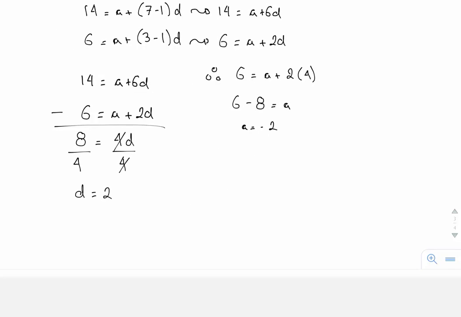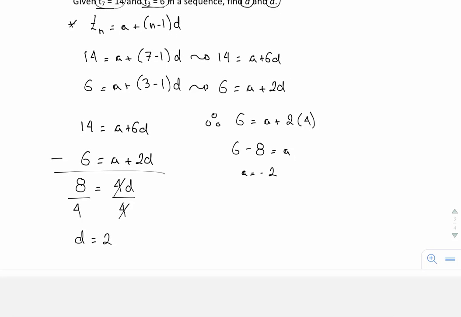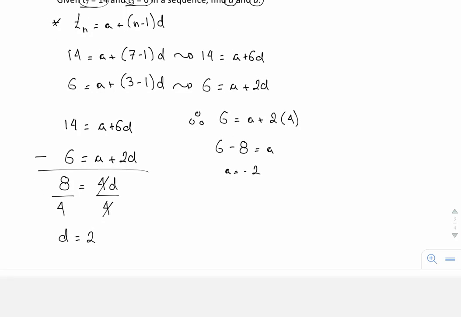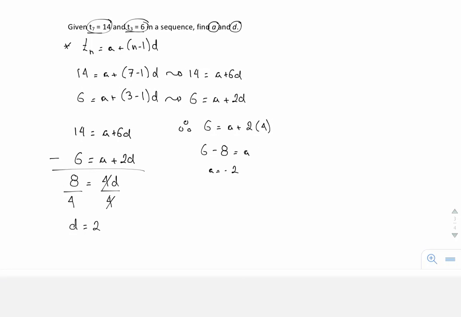And therefore my final answer, my general term, okay, well, actually, they don't even want the general term. They just want the values of a and d. So I guess I'm pretty much finished there. I have a equals -2 and d equals 2.